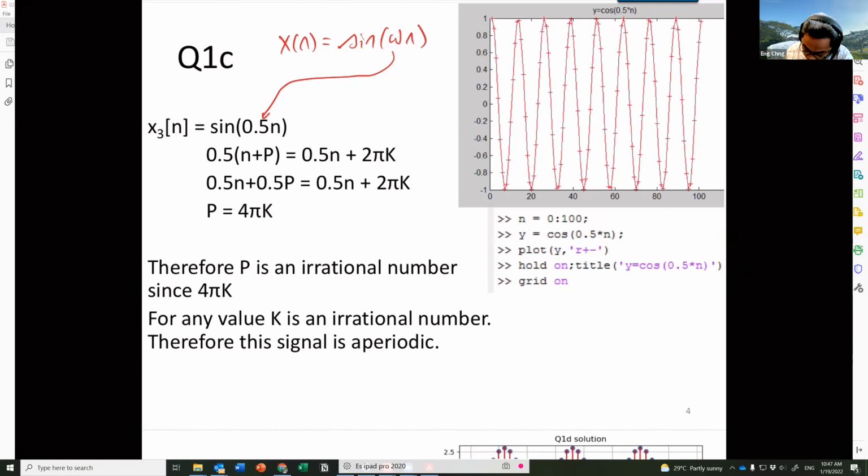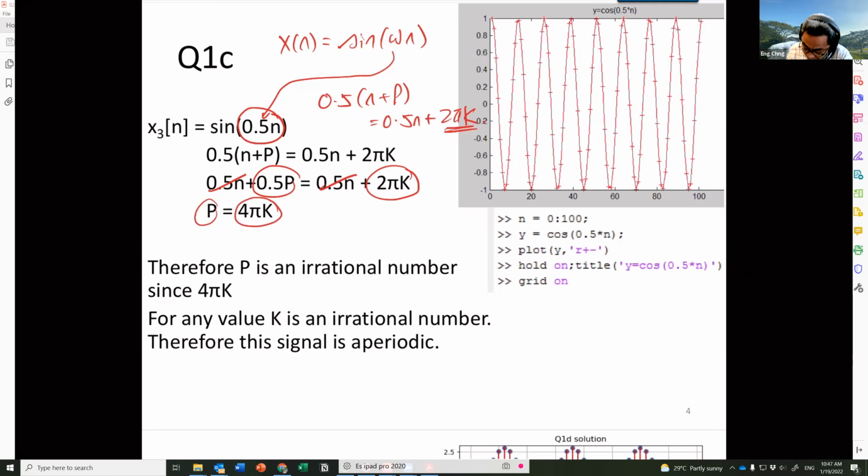Because what we need to do is to get this 0.5n plus p to be equal to 0.5n plus 2πk, right? Now, if you work out the math, you realize this wouldn't happen, because this term cancels. 0.5p is equal to 2πk. Therefore, p is equal to 4πk.